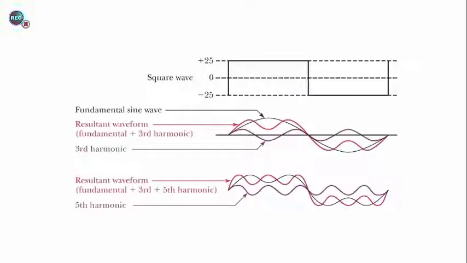And so this is just a little bit about how square waves are generated. This is based on Fourier analysis, which basically says that any type of waveform is basically the sum of sine waves.